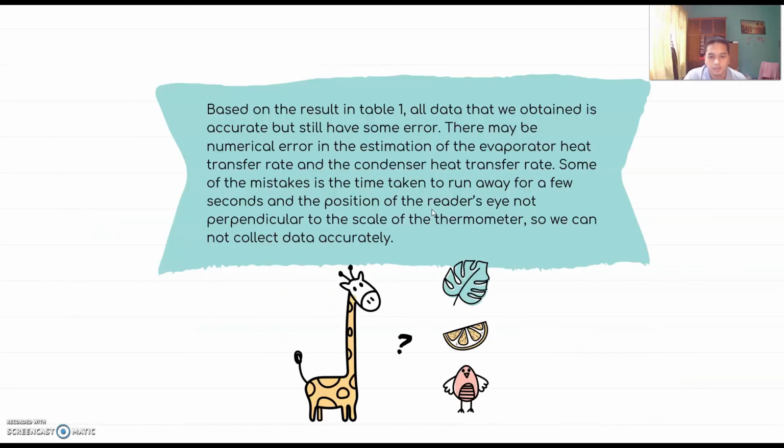Okay, based on the result in table 1, all data that we obtain is accurate but still have some errors. There may be numerical error in estimating the evaporator heat and the condenser heat transfer rate. Some of the mistakes are the time taken to run away for a few seconds, and maybe the position of the reader's eyes not perpendicular to the scale of the thermometer, so we cannot collect the data accurately.